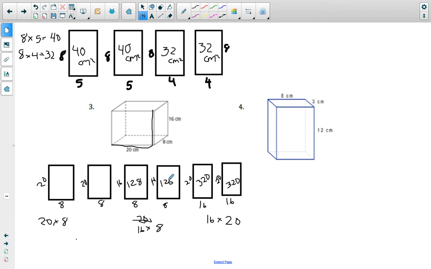That was almost not an 8. I messed myself up. 8 times 20, 8 times 2 is 16. Put a 0 at the end, 160. And I have 2 of those.